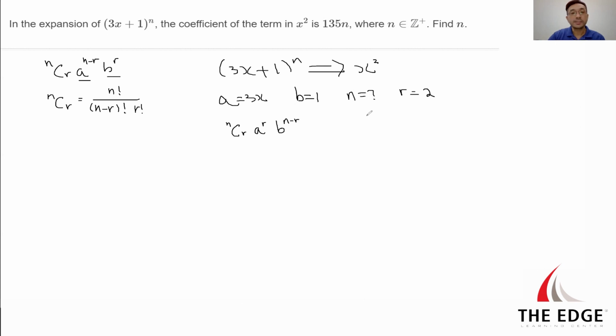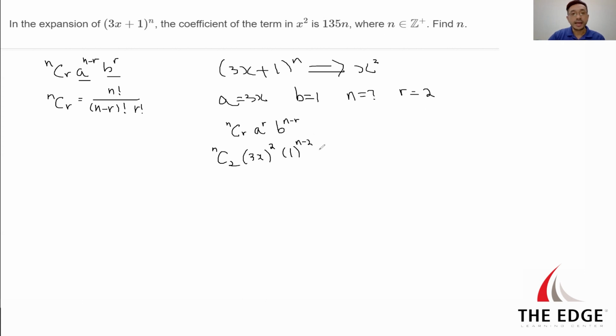So once we have all the ingredients, we can start plugging things in. We know that n in this case is just n. We don't know exactly what it is. The coefficient will have r equals 2. We know that a is 3x, so make sure we put a bracket around this whole thing, raised to the power of 2. b in this case is 1, and it's going to be raised to the power of n minus 2.